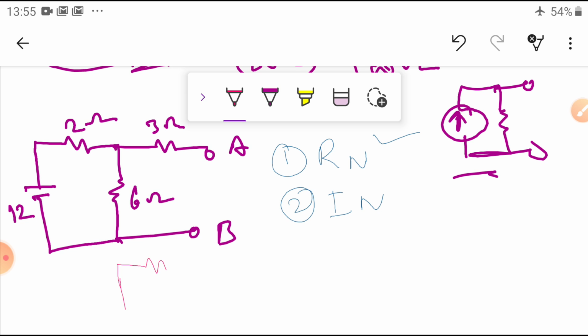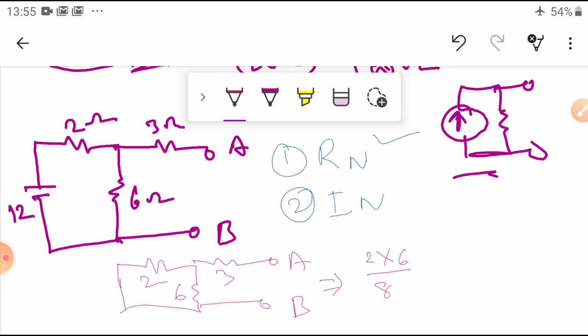Now this is 2 ohms, 6 ohms and 3 ohms connected here. This is A, this is B and 3 ohms. Here is 6 ohms. This is 2 ohms. Now 2 and 6 are connected in parallel. So that equivalent resistance is equal to 2 into 6 divided by 8, and connected in series with 3.